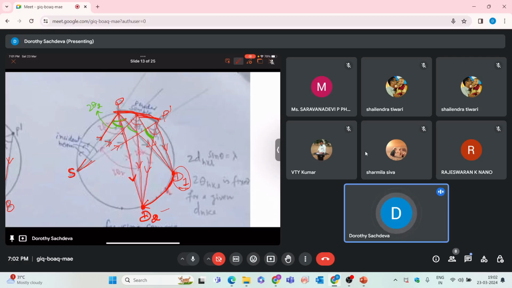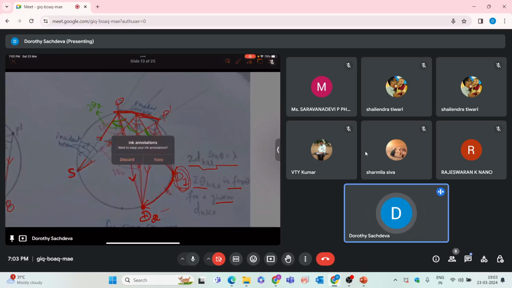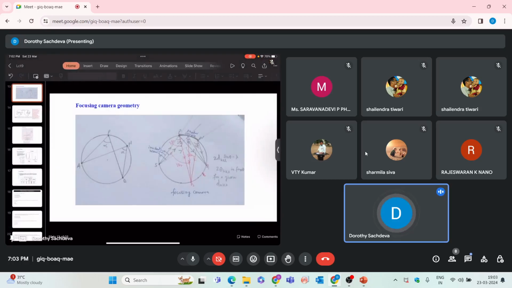So you can have different intensities at different angle values. And you all know that 2d sin theta is equal to lambda. So 2d is fixed for a given HKL. So for a given HKL, at this point, your 2d is fixed, and when you are changing the direction, you can get different d spacings.